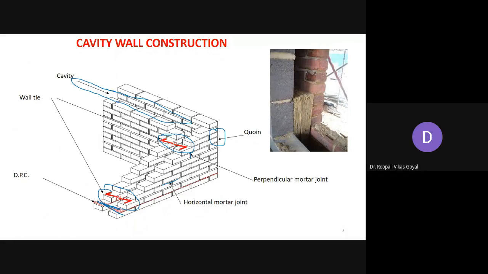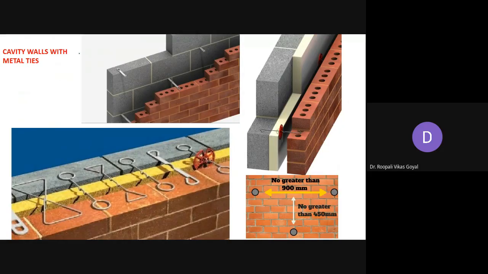And here sometimes whatever air cavity is developed, you can fill certain insulating material also, in the cavity between the two walls. So these are all the cavity walls with the metal ties. So these are all the varieties of metal ties we have already discussed, and their horizontal distance should not be greater than 900 mm, and the vertical distance should not be more than 450 mm. So there are varieties of ties which are generally used to interconnect both the inner and outer leaf.